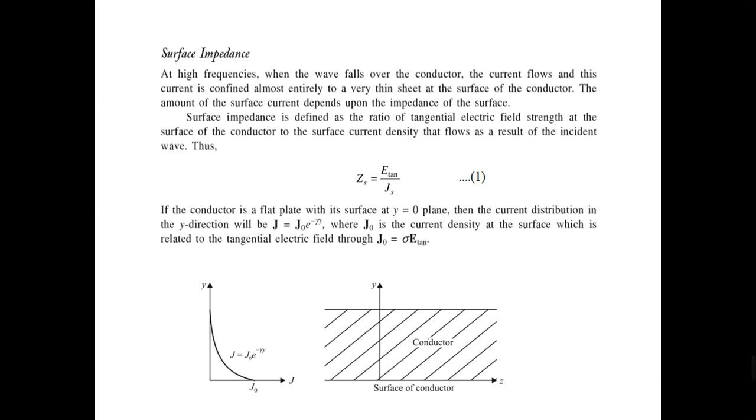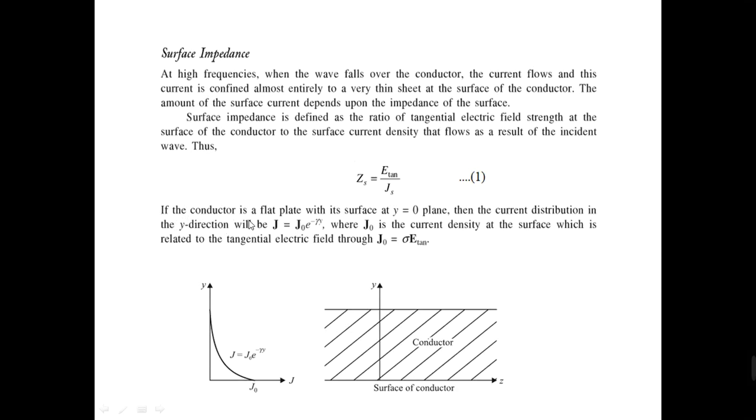When the wave is incident upon the surface of the conductor, only a small amount of field intensity is absorbed by the surface of the conductor. Hence it results in the flow of current along the surface of the conductor. So the surface impedance is defined as the tangential electric field strength at the surface of the conductor to the surface current density. Let us see here.